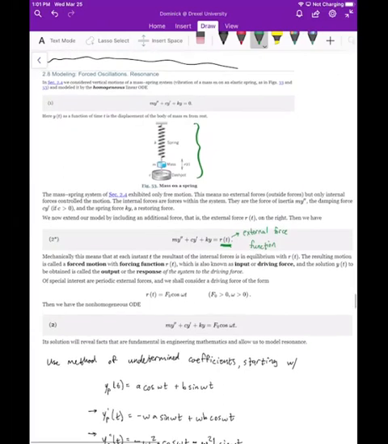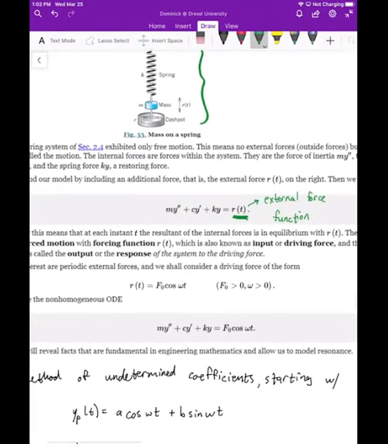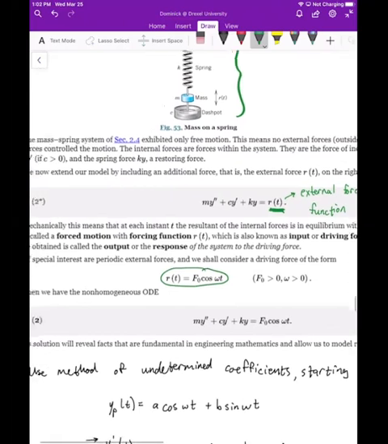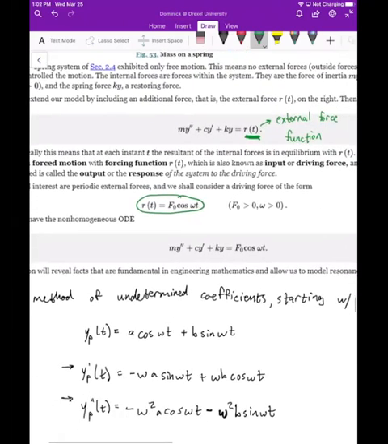So for our sake, we're going to consider a special type of periodic external force, and it's going to be given by some F0 times cosine of omega t, right? So then what we are essentially doing is solving the non-homogeneous ODE given here, right? So our R of t is equal to this F0 times cosine of omega t.